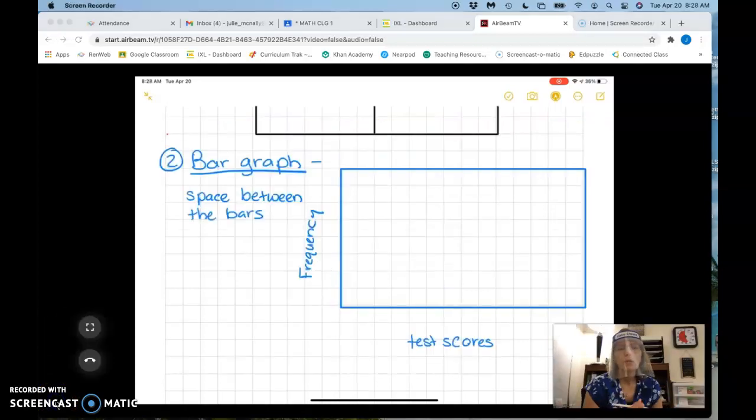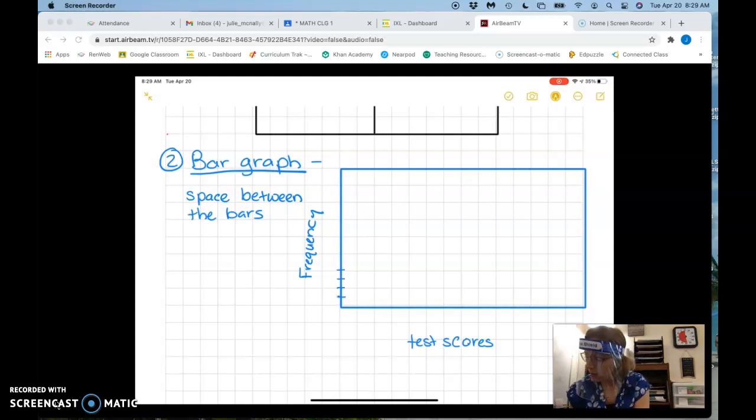So number 2, bar graph. We're going to talk about bar graphs and histograms. The difference between those two is that in a bar graph, there are spaces between the bars, and you'll see what I mean in a second. We're going to label our bar graph frequency on the side and test scores on the bottom. And when you make a chart or a bar graph, remember, so it is valid, it has to start at 0 in both directions.